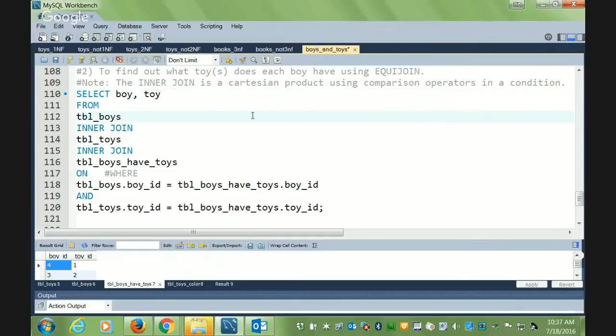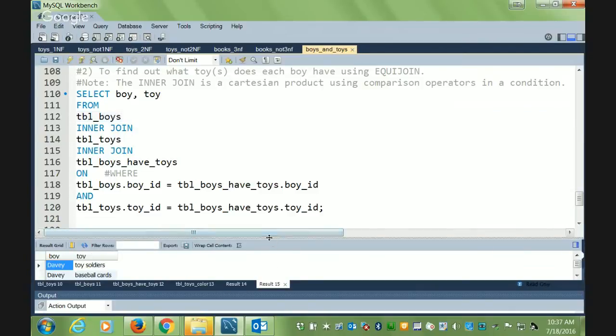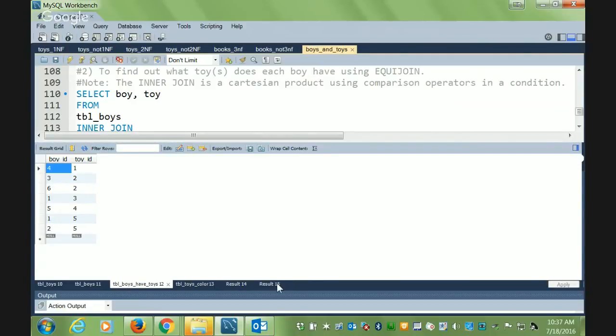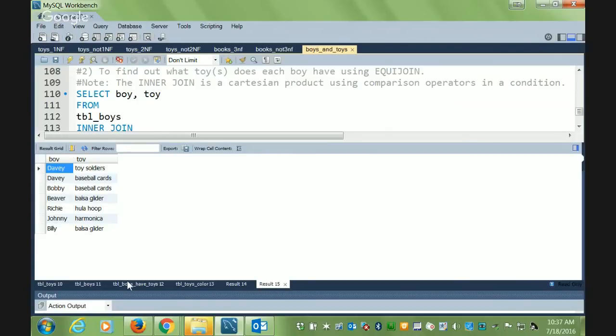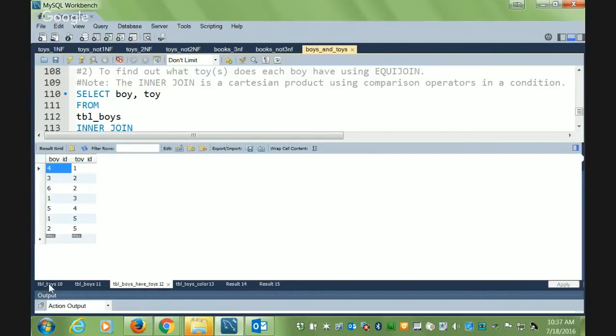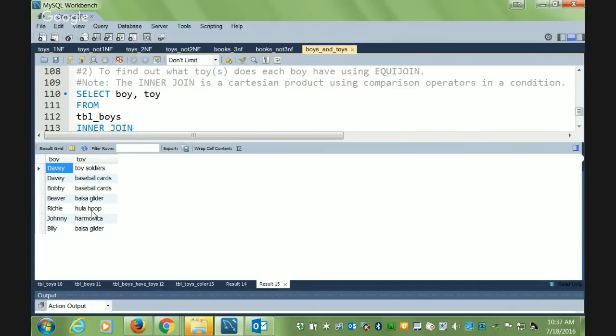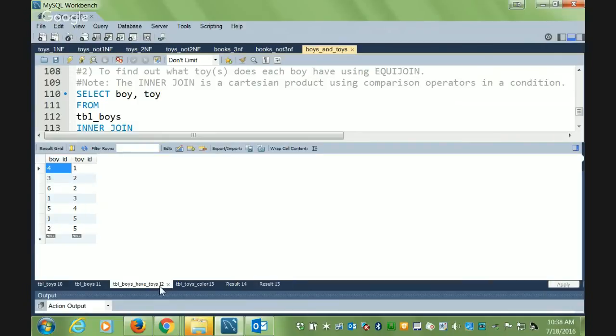If everything syntax-wise is correct, and I have not messed it up, look at your last one. There it is. That's exactly this table, but definitely in a much better form. And it picked it up from here. 4 and 1. 4 was Davy. No, sorry, 4 was Richie. And Richie in 1, hula hoop. So somewhere here you must have Richie as a hula hoop. There it is. So we don't know about the order. You can always order it by if you like. But otherwise, how many do we have here? 1, 2, 3, 4, 5, 6, 7. And you should have the same number of records here, 7.